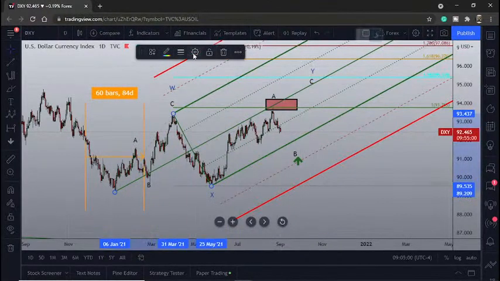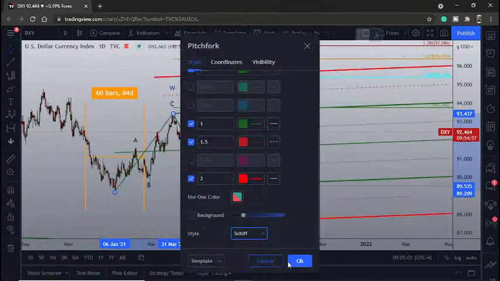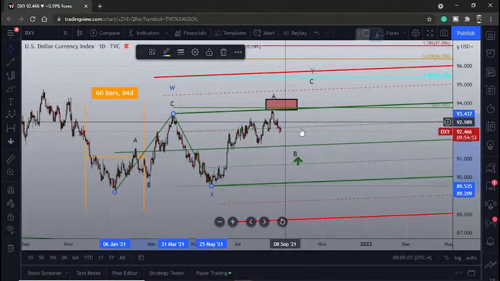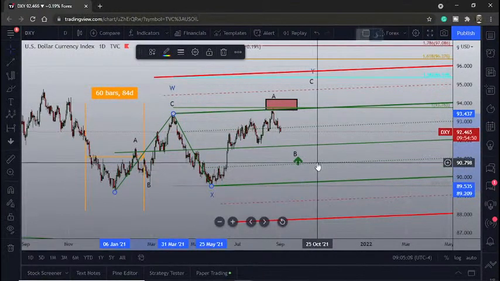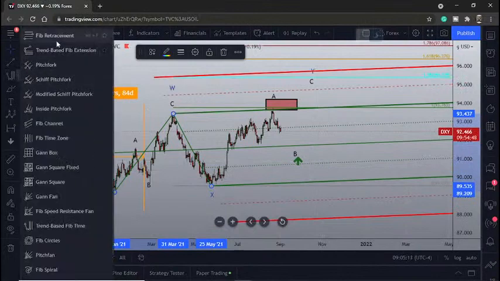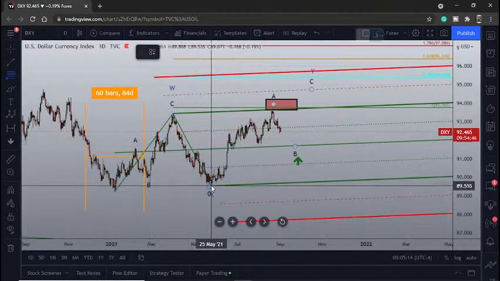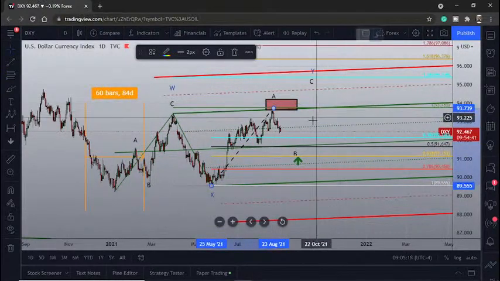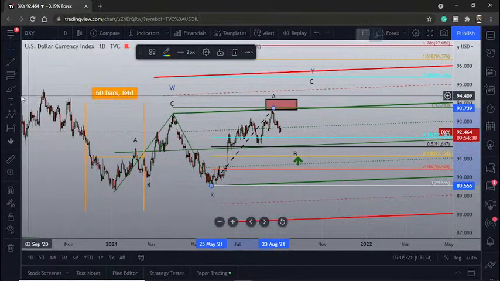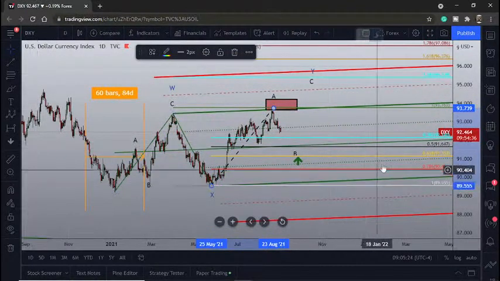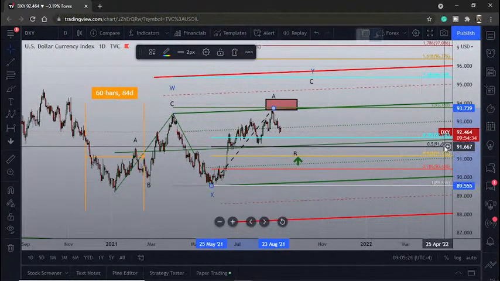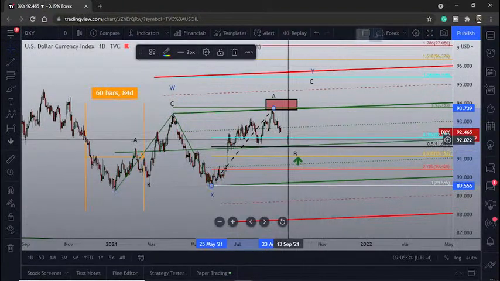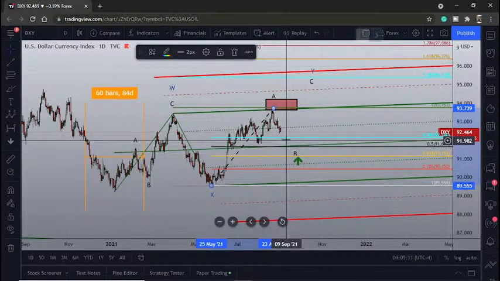If I move this pitchfork that I've had on my chart previously to a shift pitchfork, you can see we've hit that upper median line perfectly and we're pulling down lower. So if we are on the right track and this is some sort of extended A wave of the second ABC, then we could be pulling back to the center median line here, which lies currently around about the 91.60, 91.70 level. And potentially we could see support there.